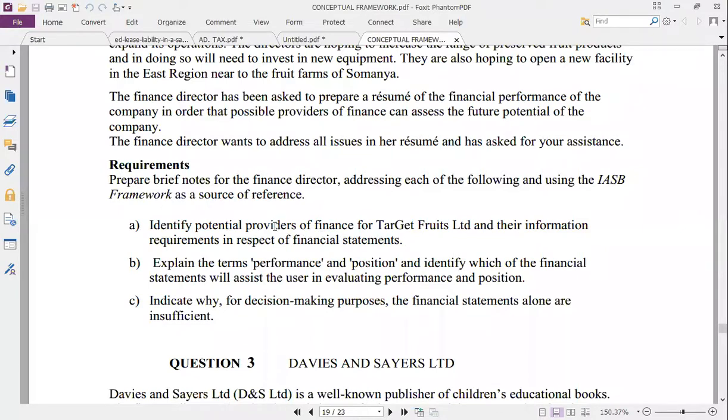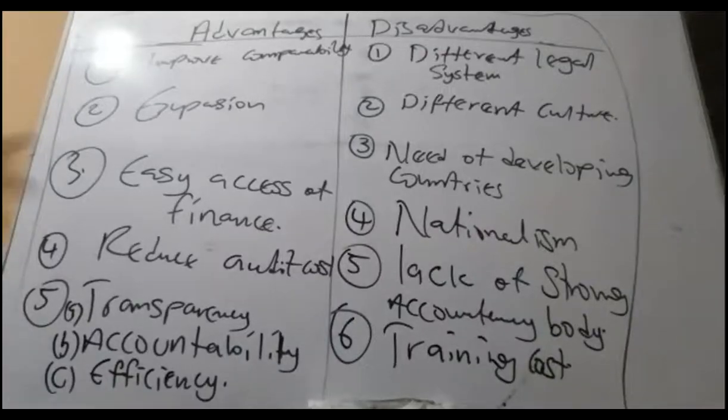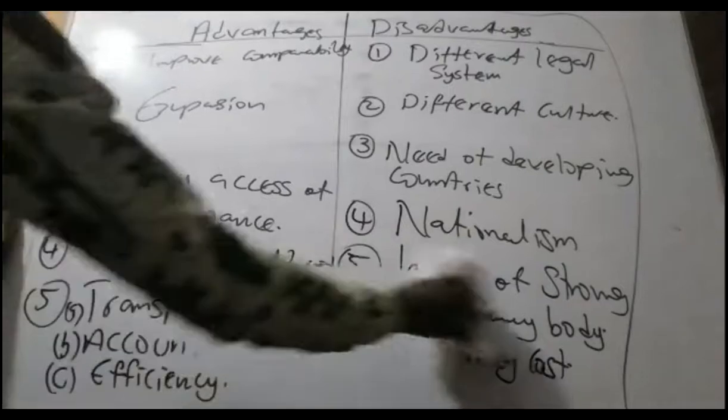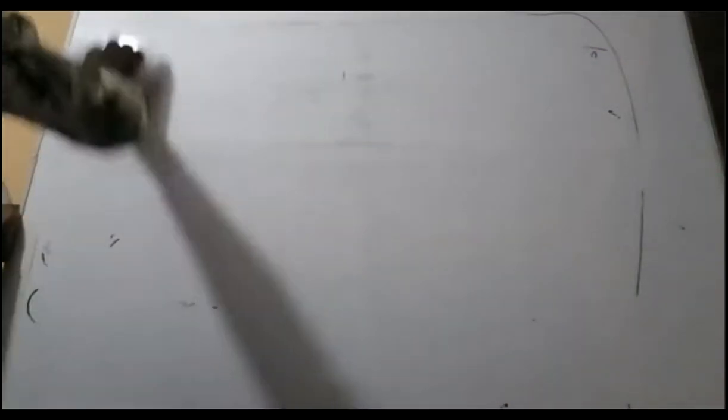Here, even though we have general users, you are limited to what? Providers of funds. So basically, there are three people that can provide funds to Target fruit juice, even though we have many. First of all, we talk about owners, investors, shareholders. So the owners, what is their information need? Let's go to the board. There are three people that can provide finance or bring money on the table to support the organization's operation.